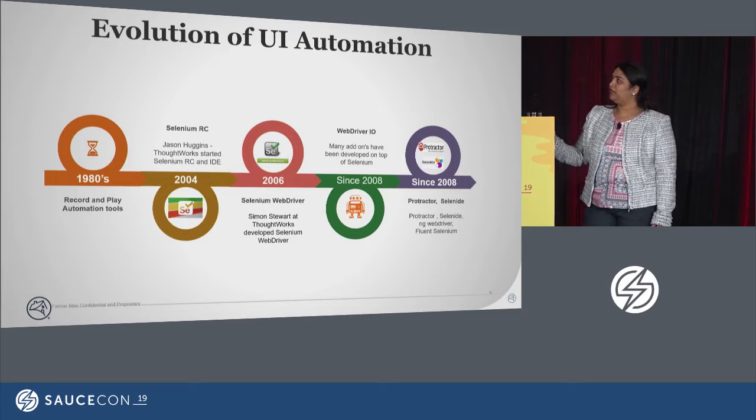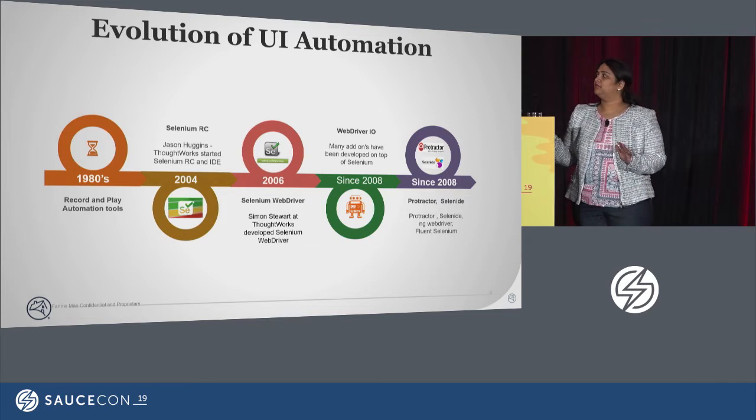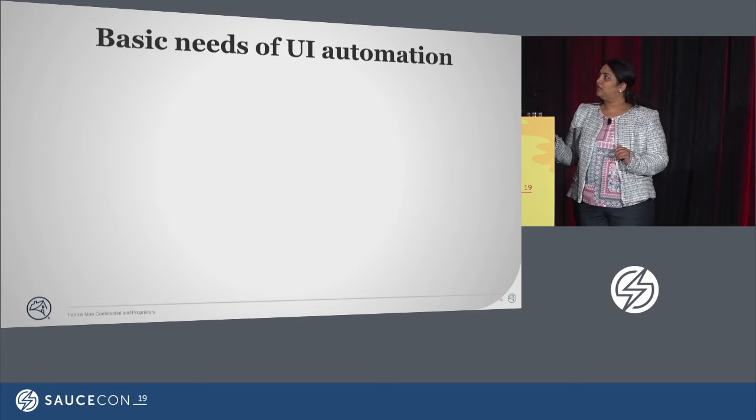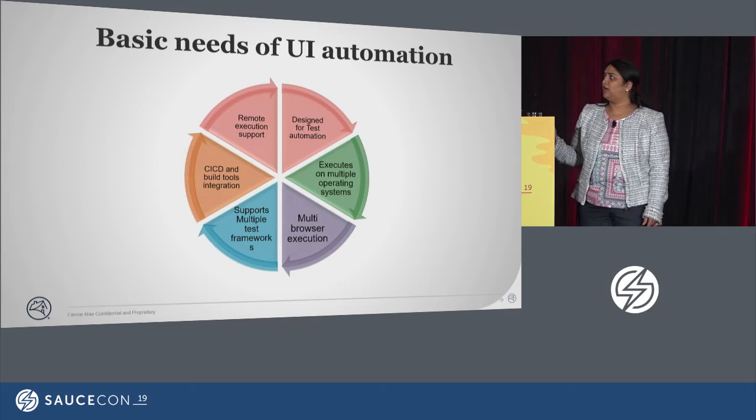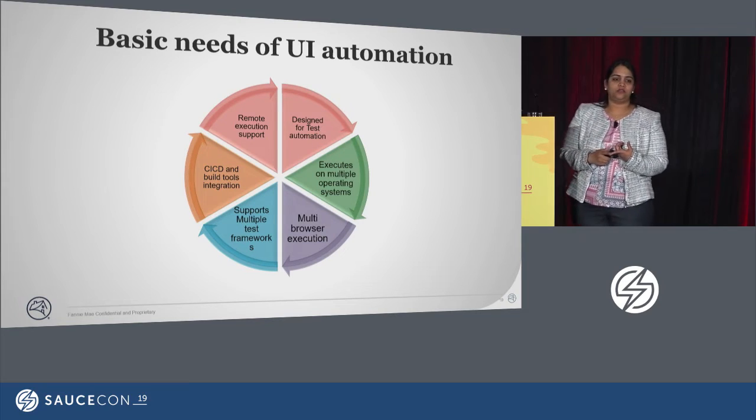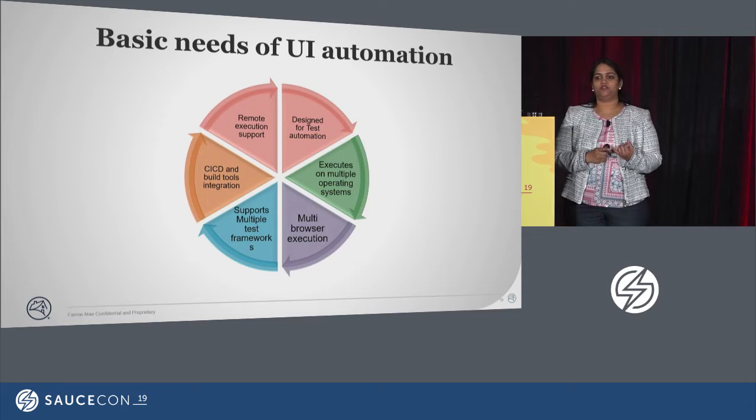In order to evaluate any tool, first I check whether it will satisfy my requirements for test automation. What are the basic business needs for UI automation? First of all, it has to run on multiple operating systems. It has to support multiple browsers. Whether I'm running my tests in Sauce Labs or any other remote host, it should support that. And it should support build tools like Maven, Gradle, or Jenkins for nightly regressions.